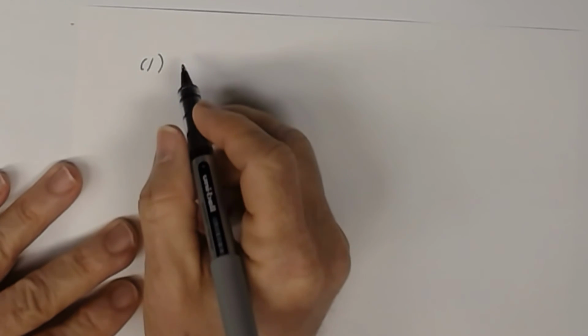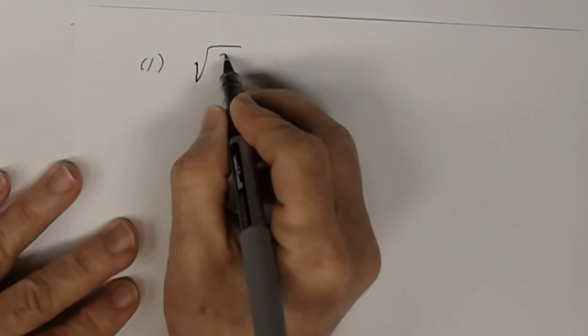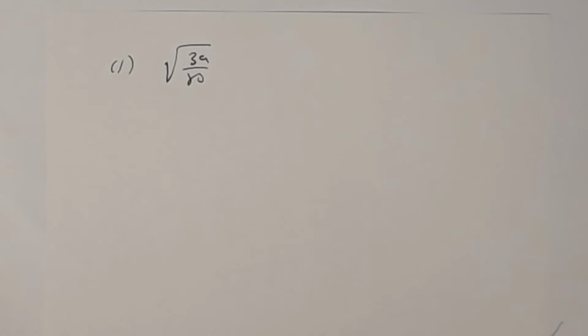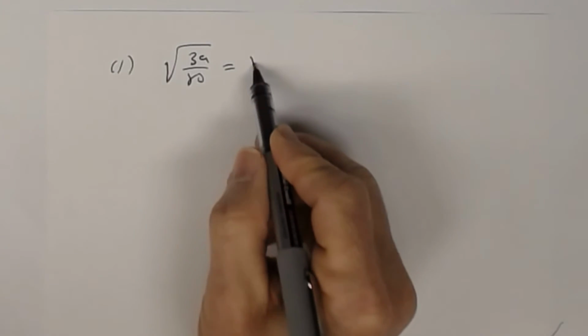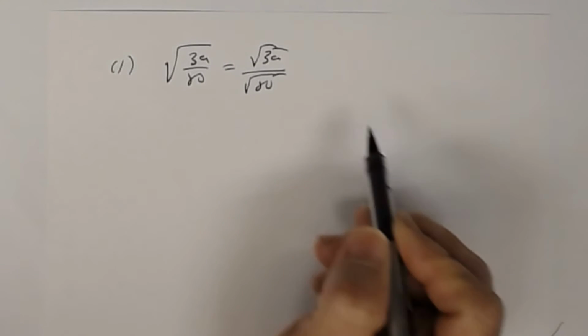So let's look at number 11. So number 11, let's suppose you have this. In number 11, we have the square root of 3a divided by 80. The square root of 3a divided by 80. Okay, so let's go ahead and rewrite this as the square root of 3a, using the quotient rule, divided by the square root of 80.